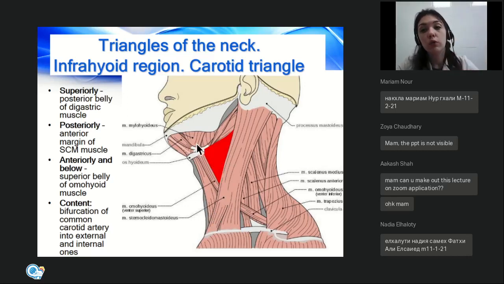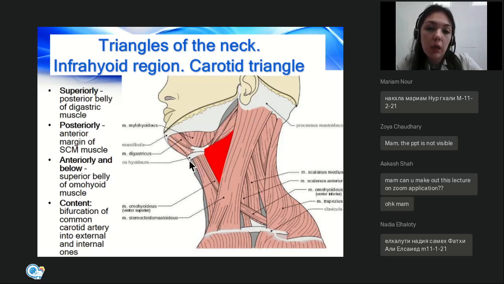Actually, when I told you that the mandible is the only mobile bone of the skull, I was not quite correct. The hyoid bone also belongs to skull bones, and it is also mobile, as many muscles are inserted into it. To be more precise, there are 8. 4 of them are located above the hyoid bone, so they are suprahyoid muscles, and 4 of them are located below the hyoid bone, they are infrahyoid muscles.